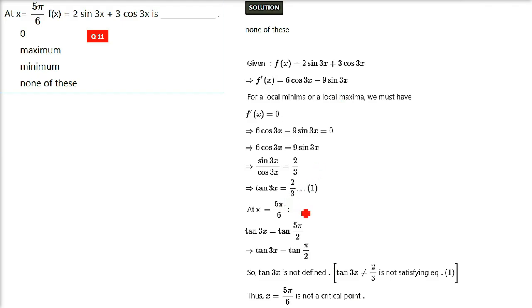So when we did all this, tan 3x cannot be equal to 2 by 3. It is not satisfying equation number 1 which you see here. So x equals 5 pi by 6 is not a critical point. And if you have no critical point, you are not going to get the value at all, because minimum and maximum only come at critical points. And the critical point given in the question is not fulfilling the request of either minimum or maximum when we did all these steps which we have learned in our previous discussions. None of these is the answer.